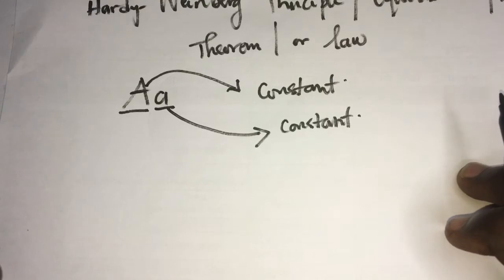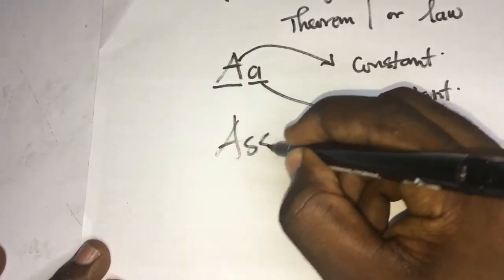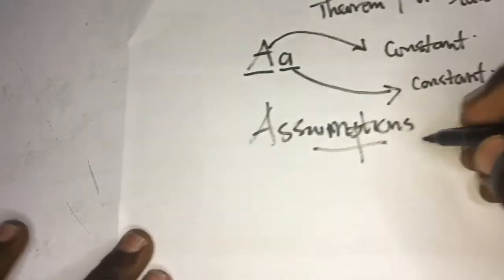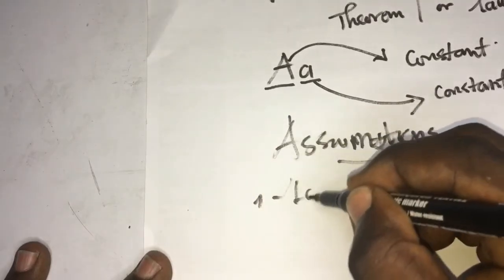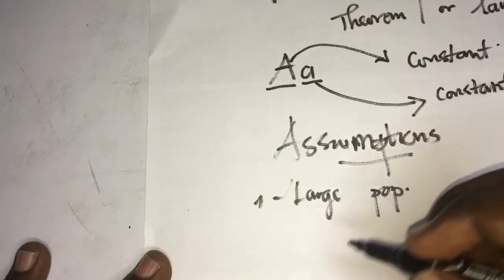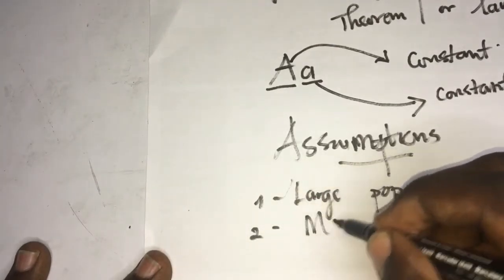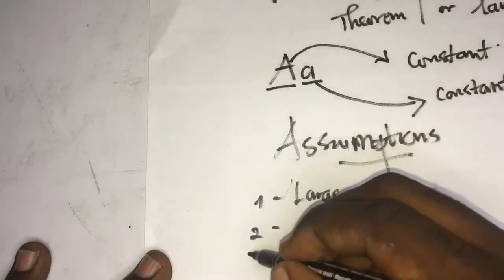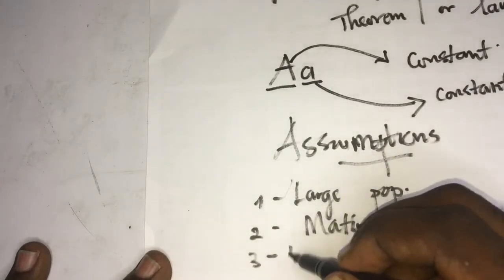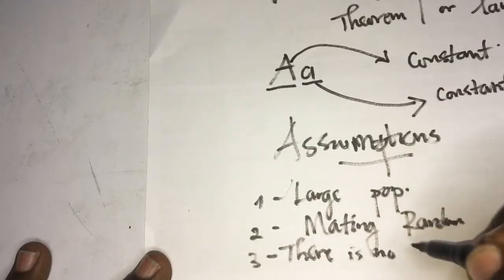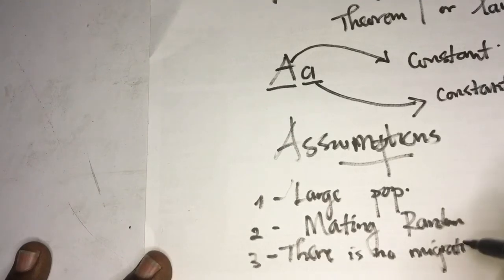All right, the first one is that the population must be large. So there are assumptions on which this principle is based. 1, must have a large population. 2, mating must be random. 3, there is no migration, meaning there is no immigration or emigration. 4, there is no mutation.